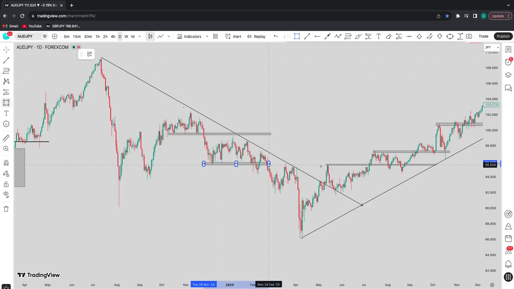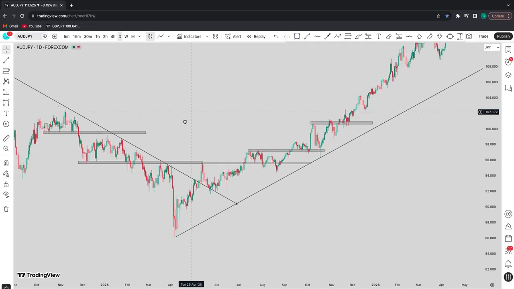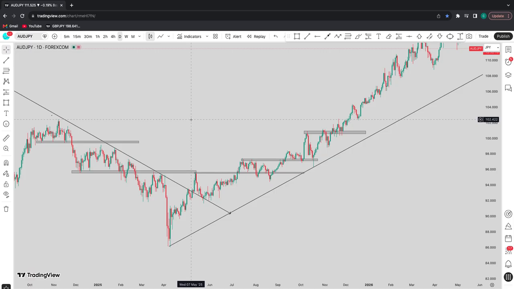Let me leave this support here. We are going to come back into it. So the next thing we also want to look out for is your confirmation. Do not assume. Always wait for either a trend line break and retest, a break of market structure, or a strong rejection on key levels.